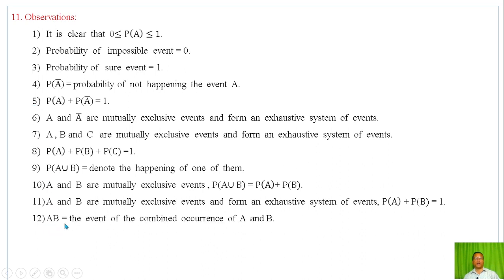A into B is the event of the combined occurrence of A and B. Happening of both is denoted by AB or A intersection B. If A and B are independent events, then P of both A and B is equal to P(A) into P(B). For independent events, the case must be intersection.